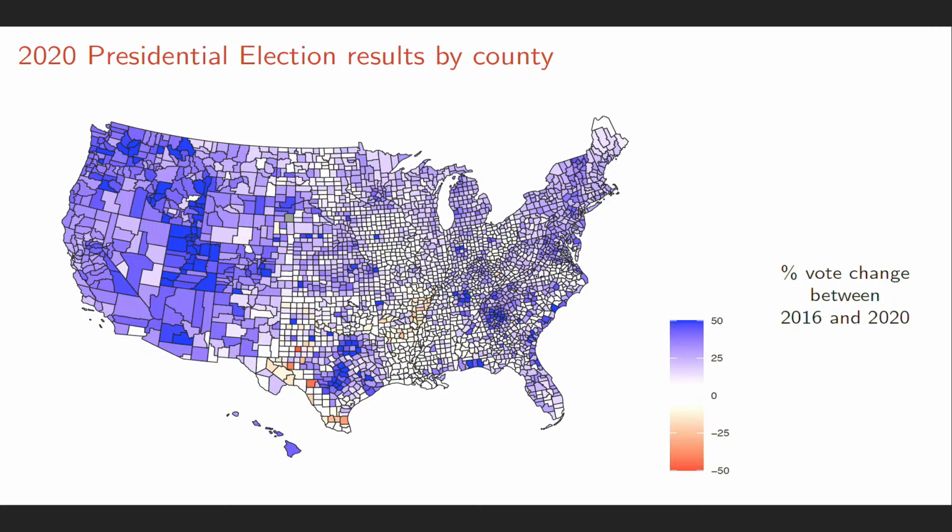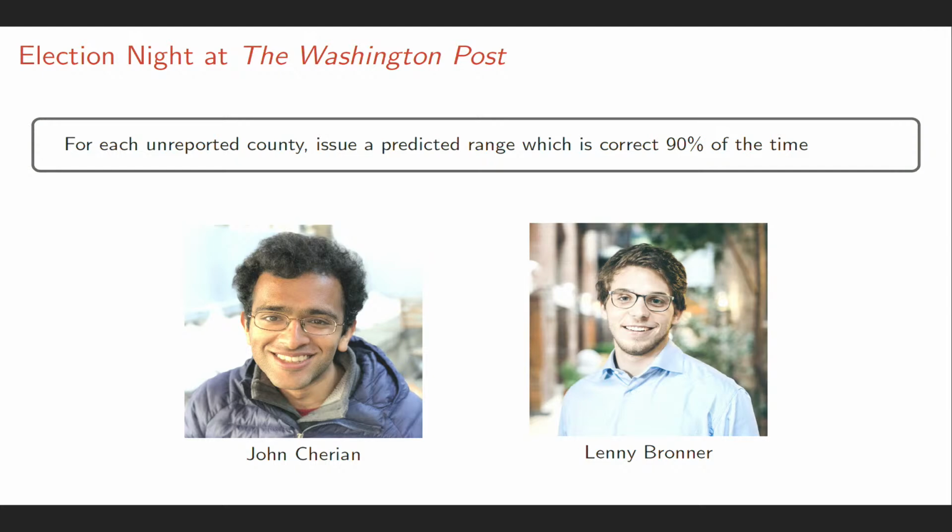Now, if you were to work for a news organization, you would like to inform your readership as the election is unfolding how the election is going to end up when all the votes have been tallied. And so this is the work of John Chirian and Lainey Bronner, and they used ideas that you're going to hear about today to try to inform their readership as best as they could about where they think the election is going as we're counting votes.